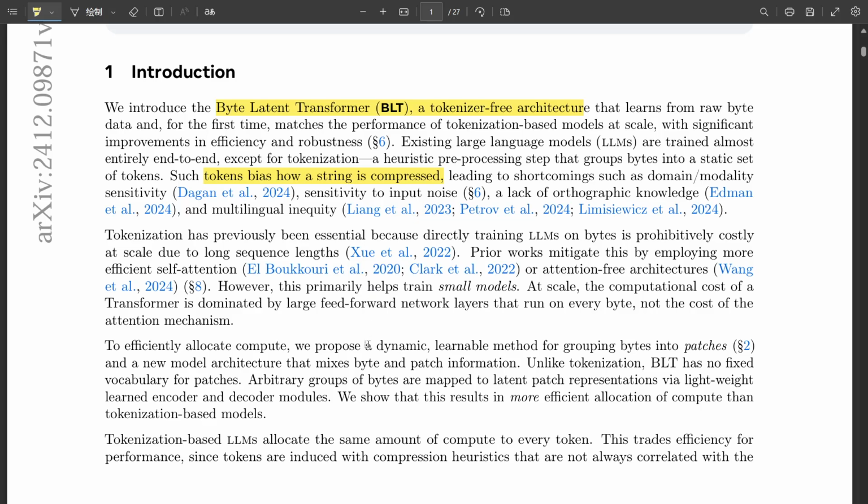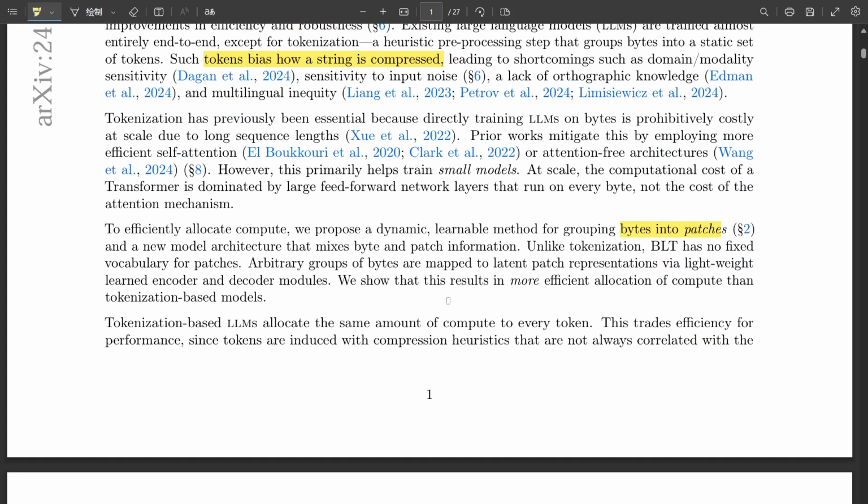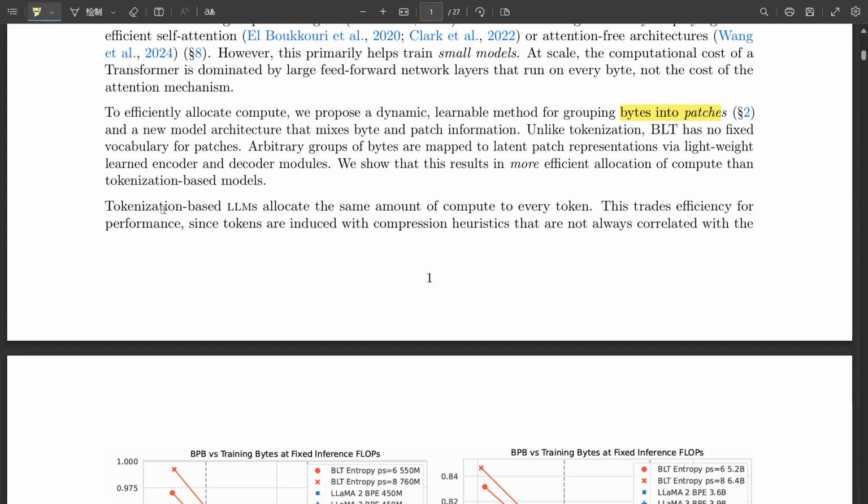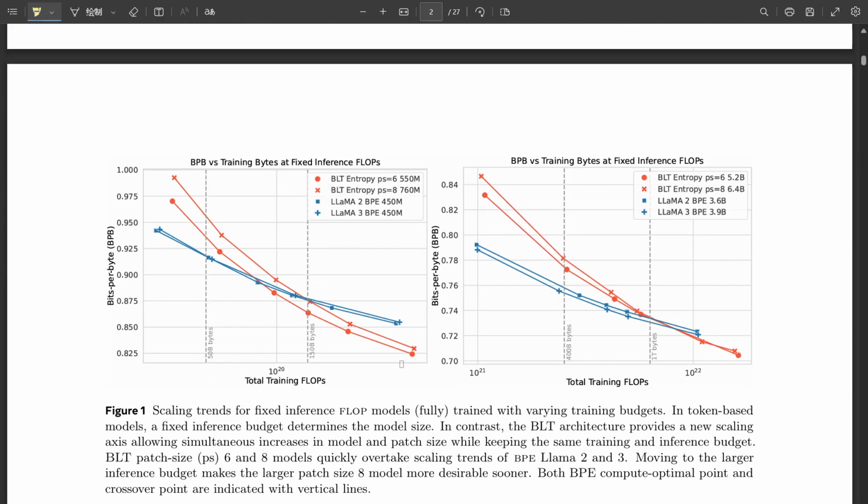Imagine BLT is like a detective, scanning through a text and figuring out which parts need the most attention. It groups these bytes together into what we call patches. And the size of each patch changes depending on how complex the information is. So simple, straightforward stuff gets bigger patches, but the parts that are harder to understand get broken down into smaller, more manageable pieces. So BLT can focus its energy where it matters most.